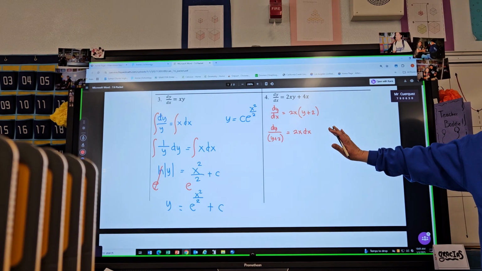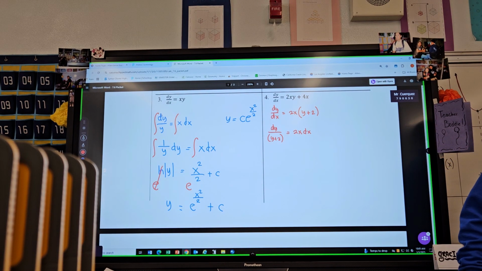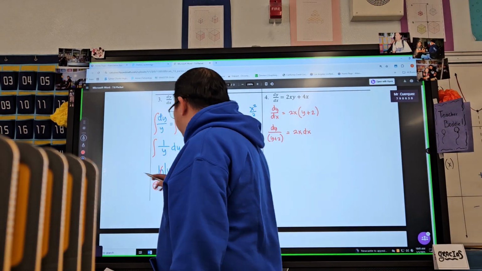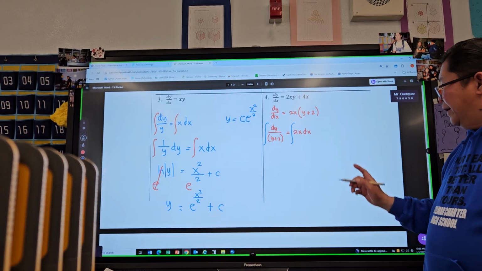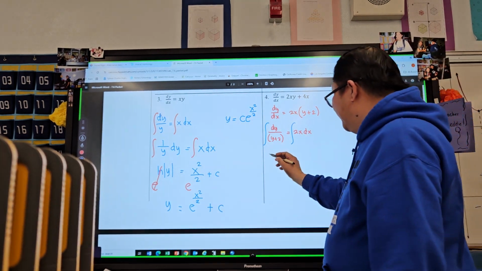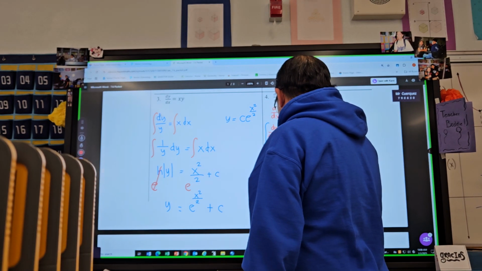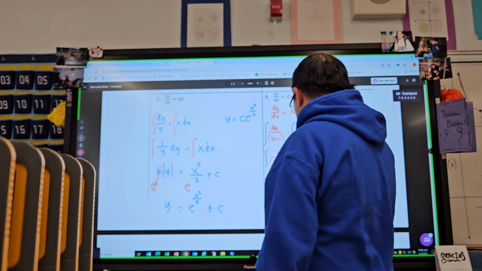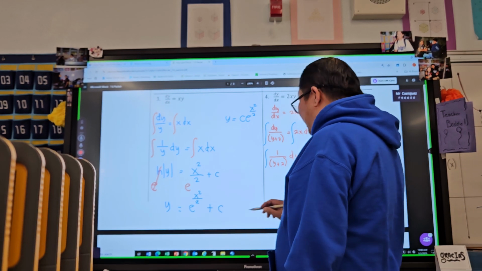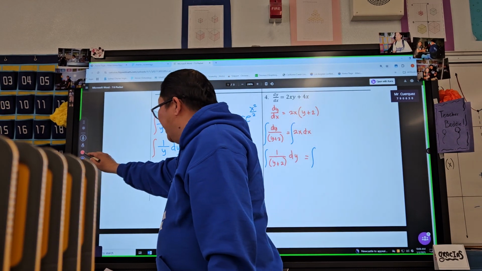Questions so far before we continue? So we're done separating. What's the next step? Right, integration. So integrate. I'm going to rewrite this first. So this is the integral of 1 over y plus 2 dy. Very good. And then equals the integral of 2x dx.